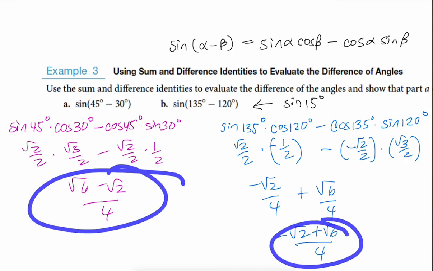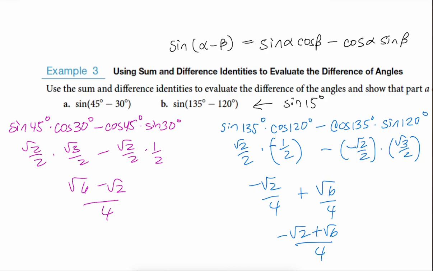Are these things exactly the same? Yes. Both of them have a negative square root of 2 on the top. Both of them have a positive square root of 6 on the top. Both of them are divided by 4. Okay, you get the same thing. So it's not bad if you look at 15 and go, that's 135 minus 120. I can do that. If another person looks at 45 minus 30, both are correct. You'll see they're both correct. Sometimes one is a little more easy than the other.